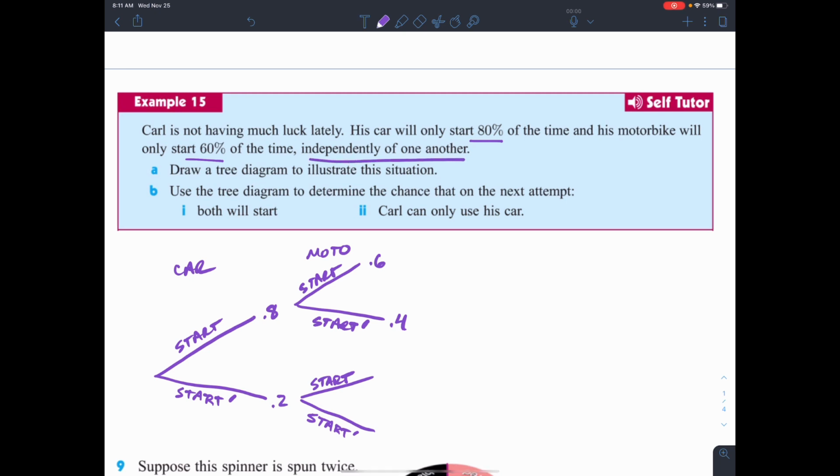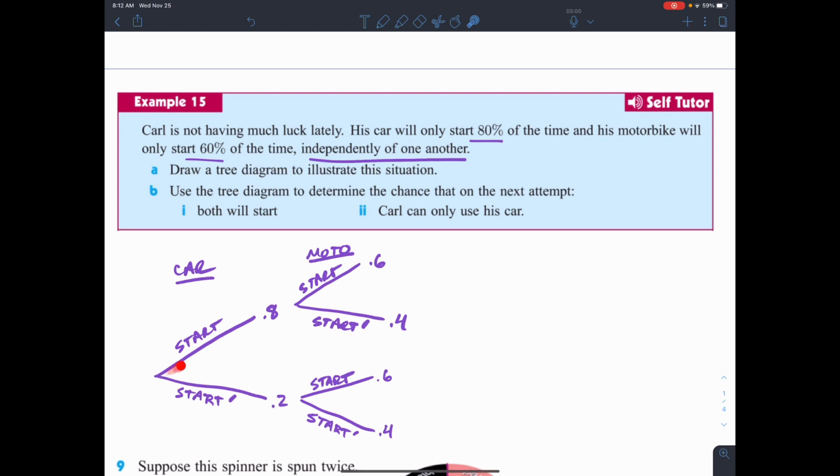And it says that these things are indeed independent. And you could probably even argue that these two things are independent of each other because they are two completely different devices. Now notice as we do the tree diagram, let's just do a quick refresher. Notice that these two things both add up to 100%. These add up to 100%. These add up to 100%. Each set of branches needs to add up to 100%.